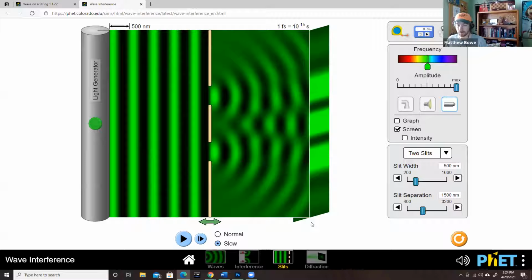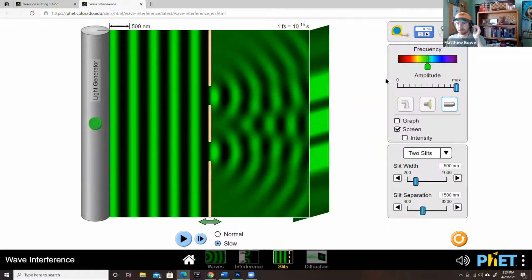All right, so what you're doing in your simulation is, what would happen if I change how far the slits are from one another? What if I move them very far apart or really close together? Or if I make them larger or smaller, what would change about this pattern?